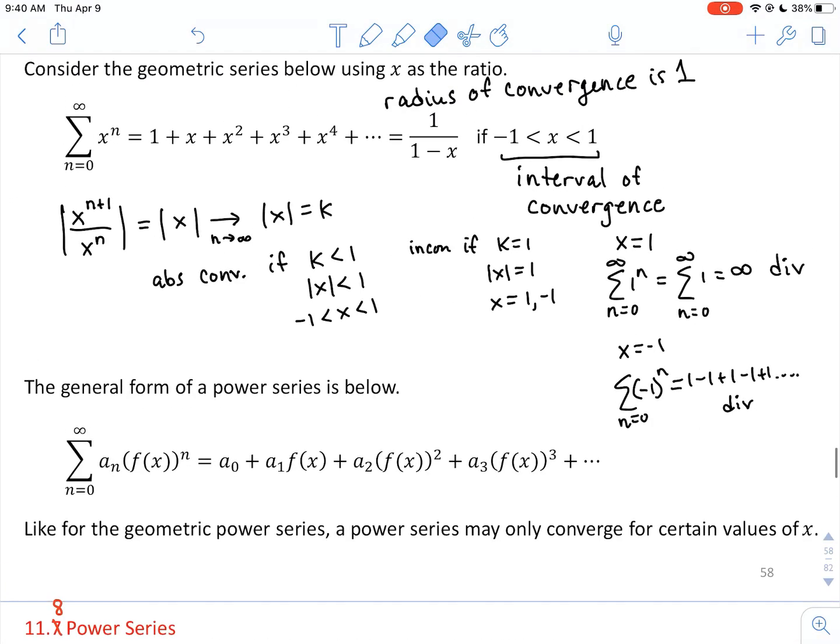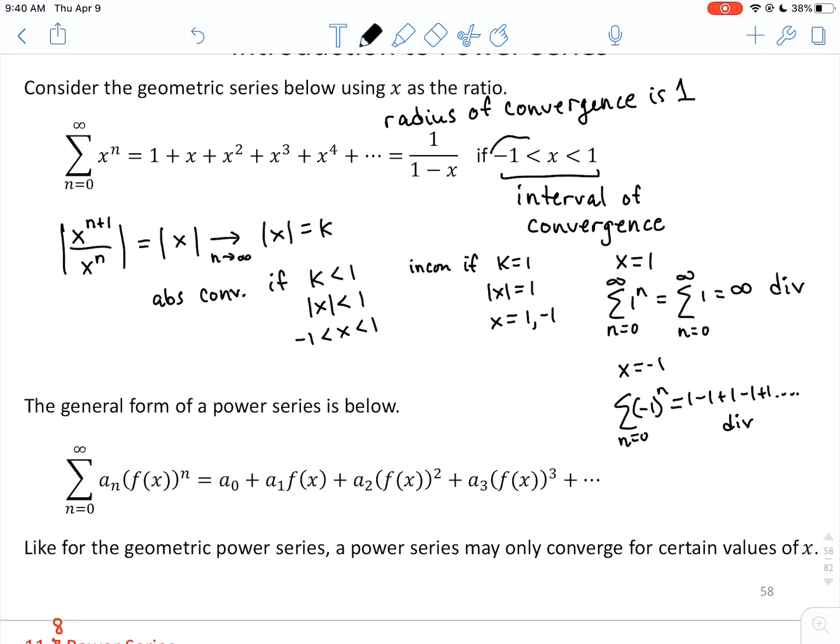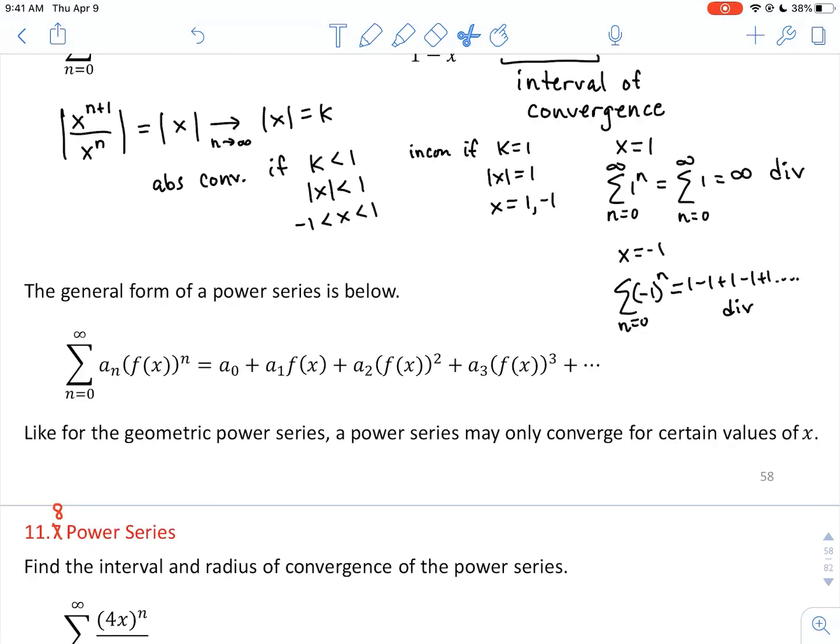All right, so these are the mechanics that confirm what we already knew, that the interval of convergence for a geometric series is, in fact, negative 1 to 1, and it does not include either endpoint. And the radius is 1. As far as the radius is concerned, if the interval had included the endpoints, we would still say that the radius is 1. The general form of a power series is below.